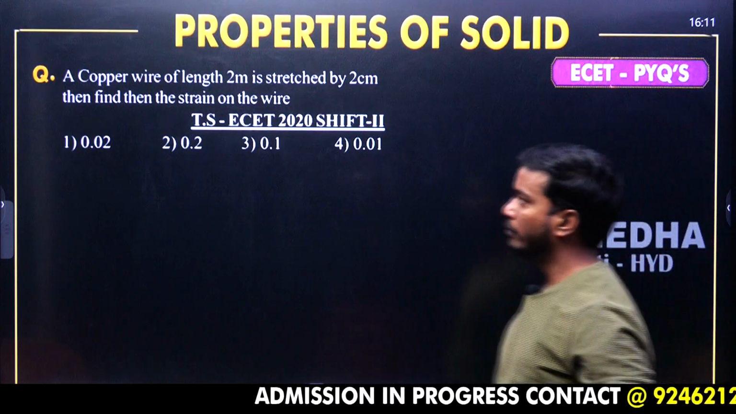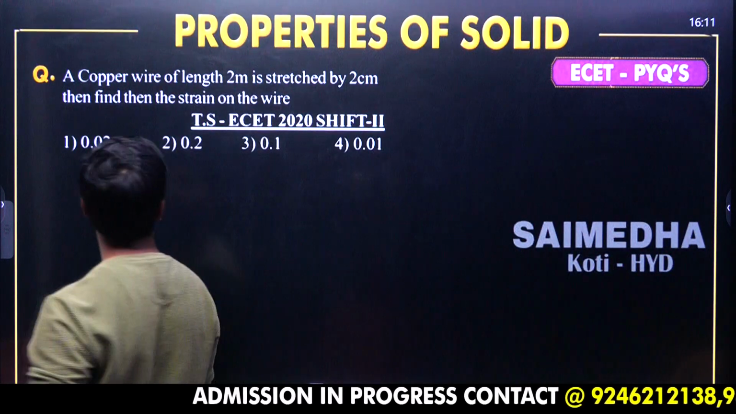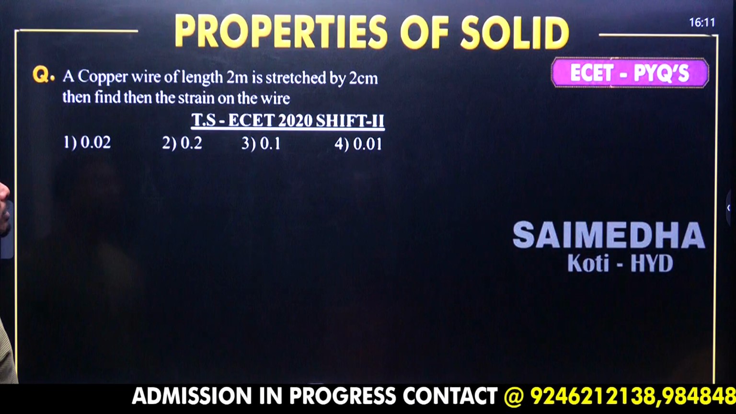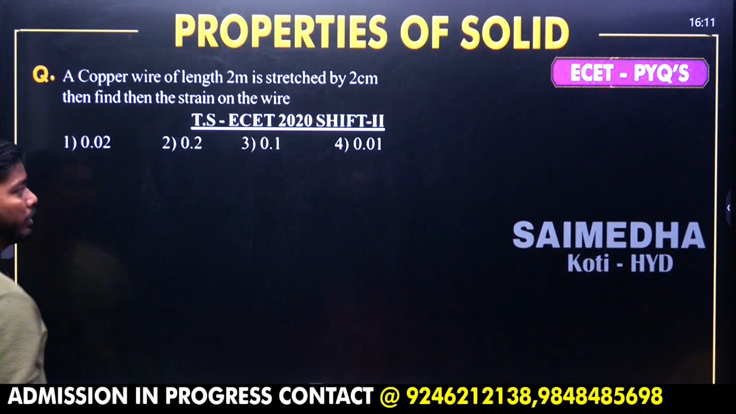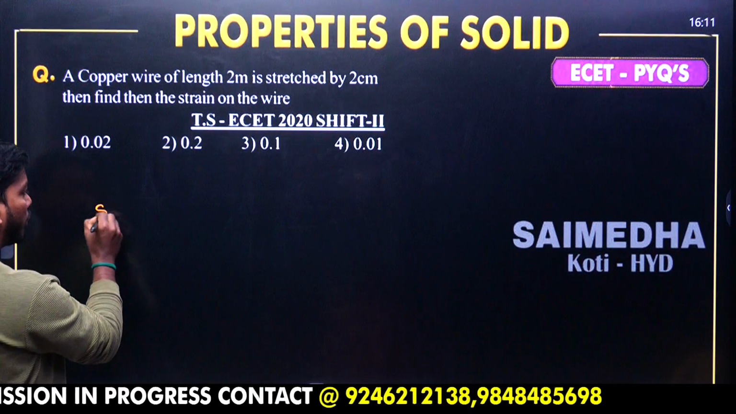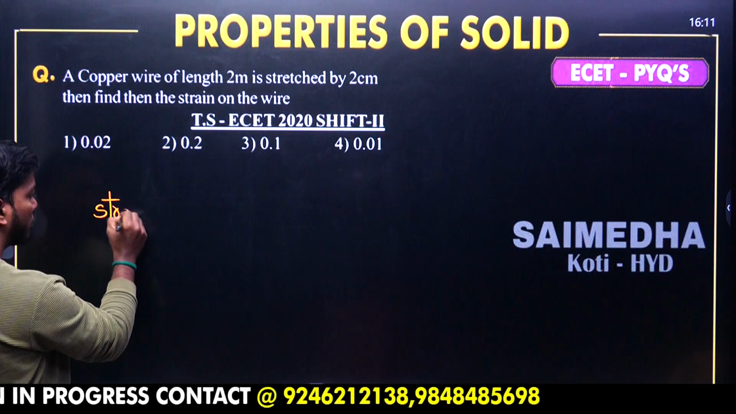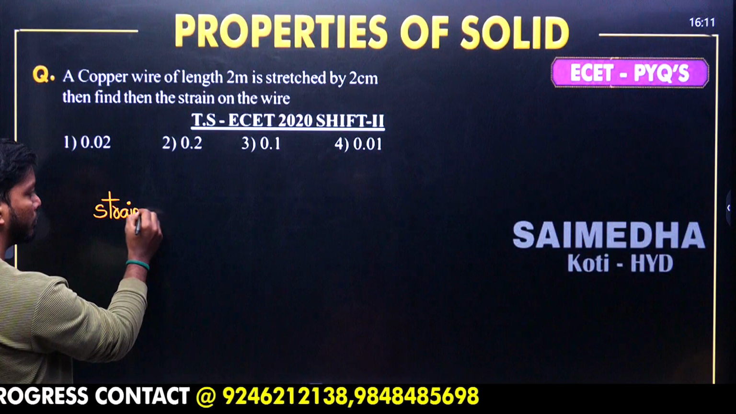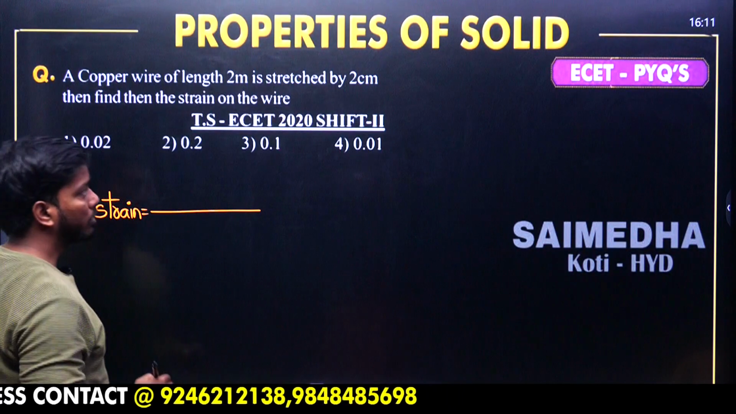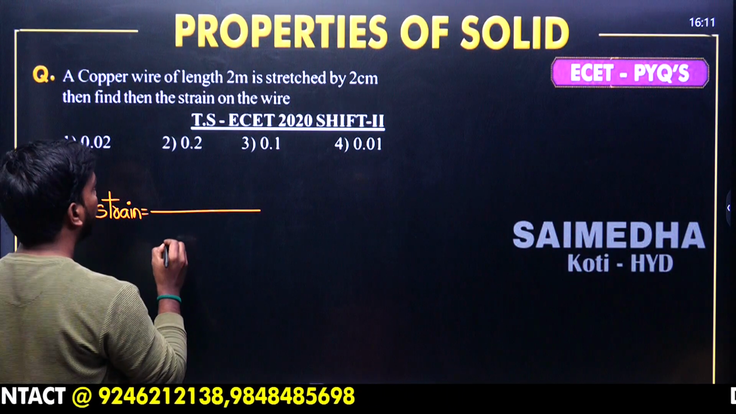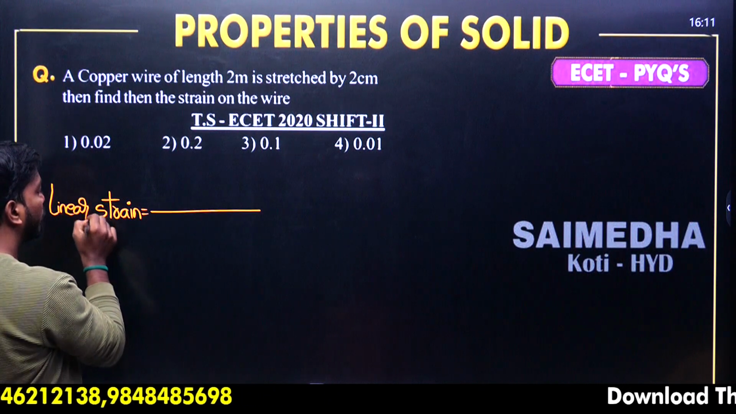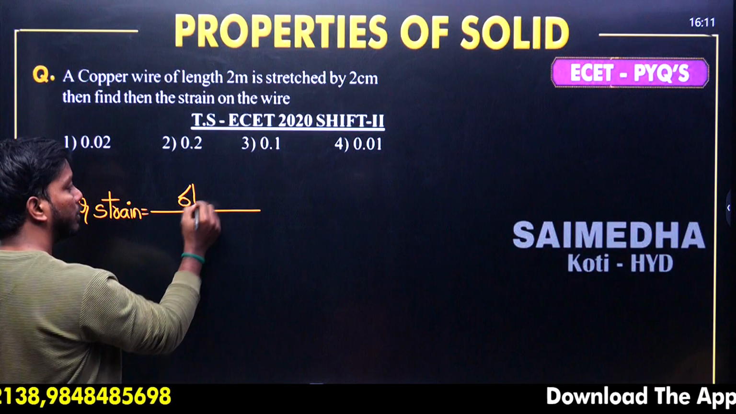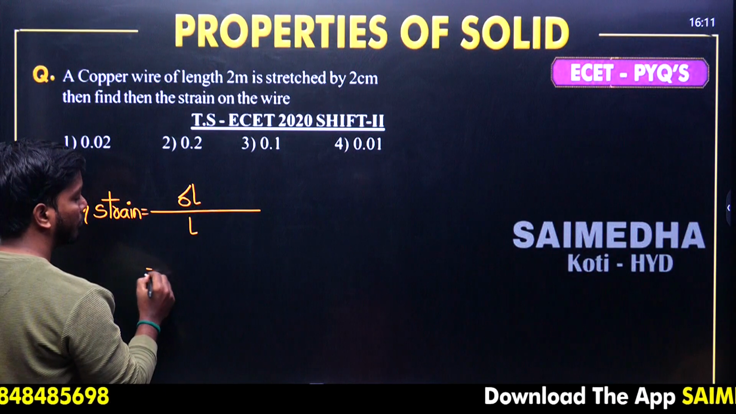A copper wire of length 2 meter is stretched by 2 centimeter. Then find the strain on the wire. Let me give the formula for the strain first. Strain is equal to change in dimension by original dimension. Since we are talking about the length, this should be the linear strain: change in length divided by original length.